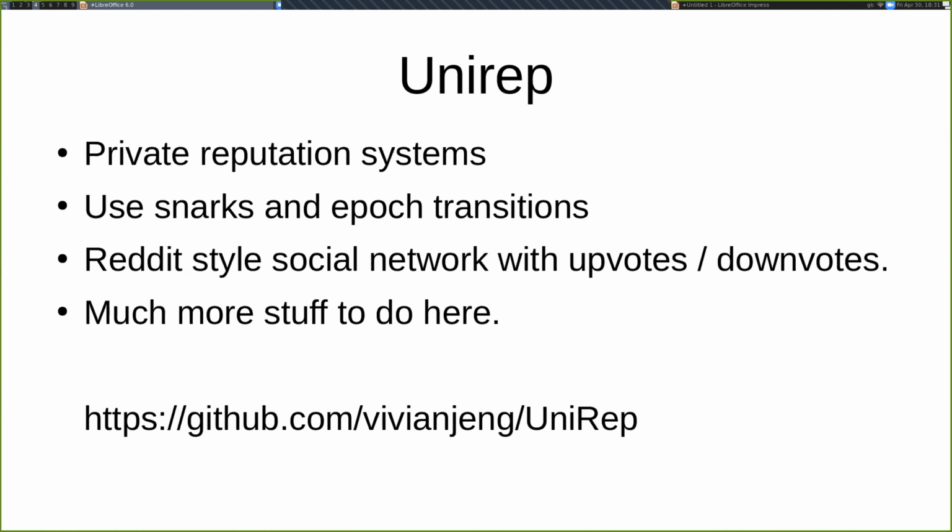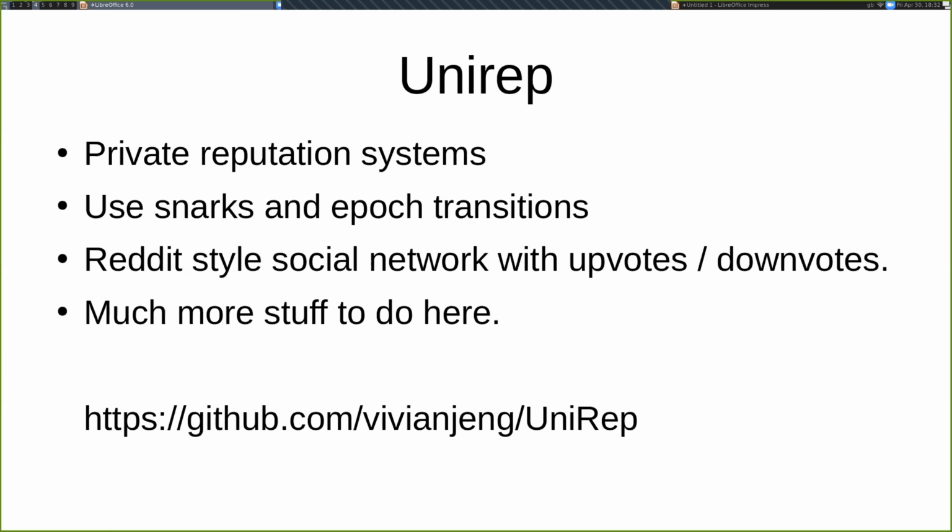At the end of every week, we have an epoch transition where we move from the old state to the new state. Everyone applies their upvotes and downvotes, and we start again with a new week. And basically what happens is that you have to have a certain amount of karma or upvotes in order to be able to make posts. So this is a private reputation system that's adjusting to people's upvotes and downvotes.